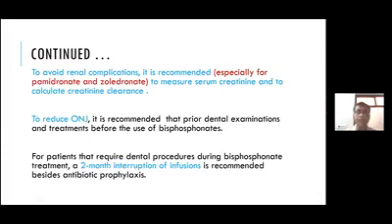To avoid renal complication, especially with zoledronate or pamidronate, serum creatinine and creatinine clearance are to be measured before starting the drug. To reduce osteonecrosis of jaw, it is recommended that prior dental examination and treatment be done before the use of bisphosphonates. For patients that require dental procedures during bisphosphonate treatment, a 2-month interruption of infusions is recommended besides antibiotic prophylaxis.